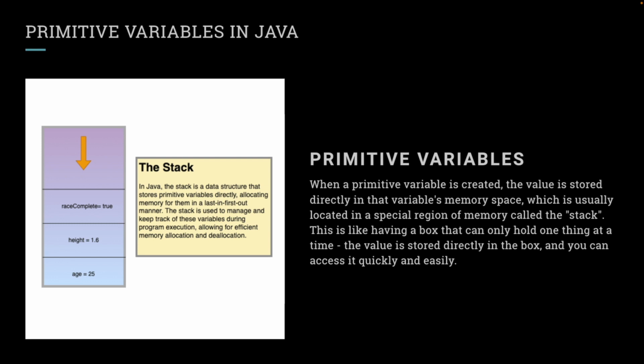In Java, the stack is a data structure that stores primitive variables directly, allocating memory for them in a last in, first out manner. The stack is used to manage and keep track of these variables during program execution, allowing for more efficient memory allocation and deallocation. Memory allocation and deallocation is basically the way Java handles memory when creating memory for variables, whether reference type or primitive, and deallocating is how it cleans up memory that's no longer being used. That's what it means in a nutshell. All right.